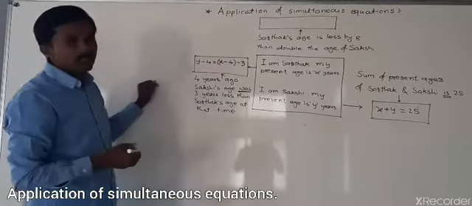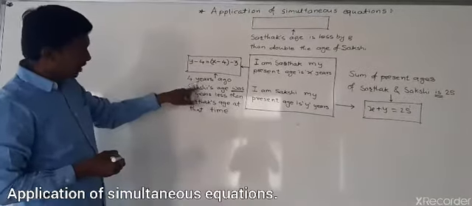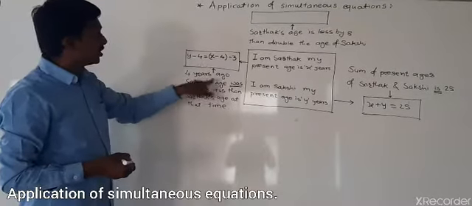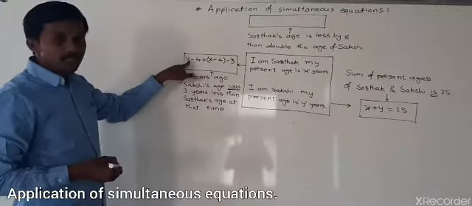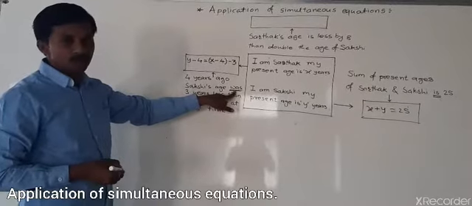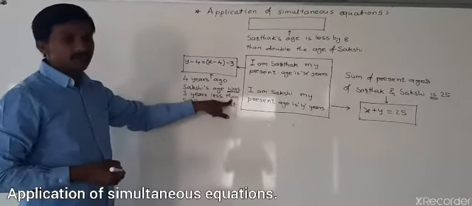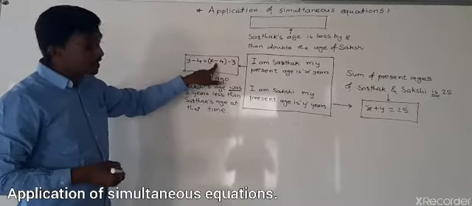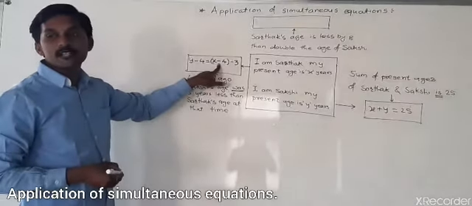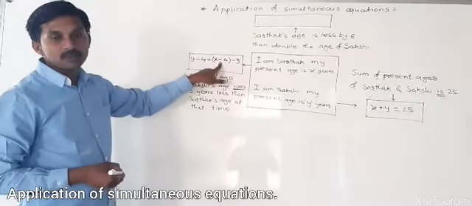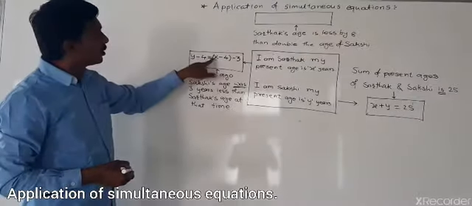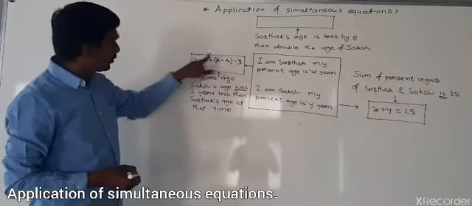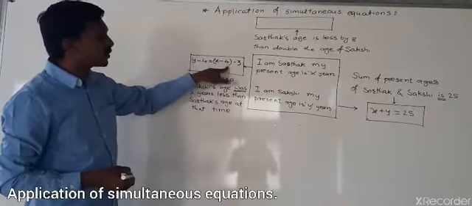y minus 4 is equal to, see, read this sentence and then see the equation. 4 years ago Sakshi's age was equal to 3 years less than the age of Sarthak at that time. The age of Sarthak at that time is x minus 4. So we get y minus 4 is equal to x minus 4 minus 3.